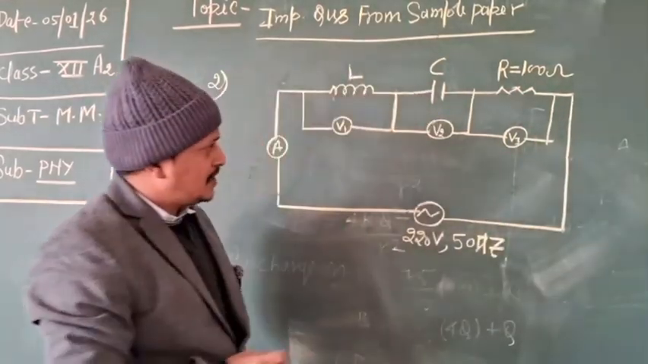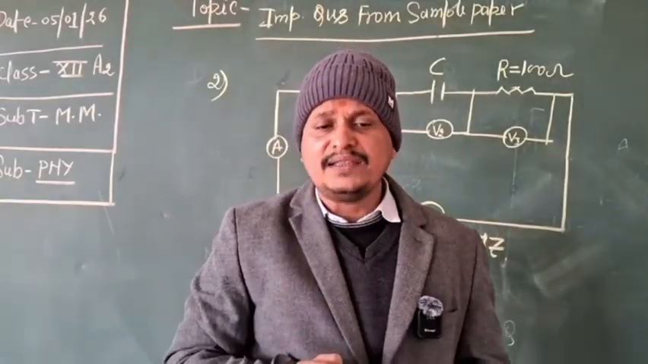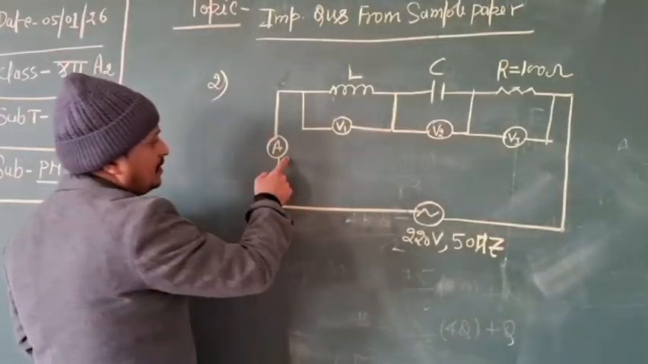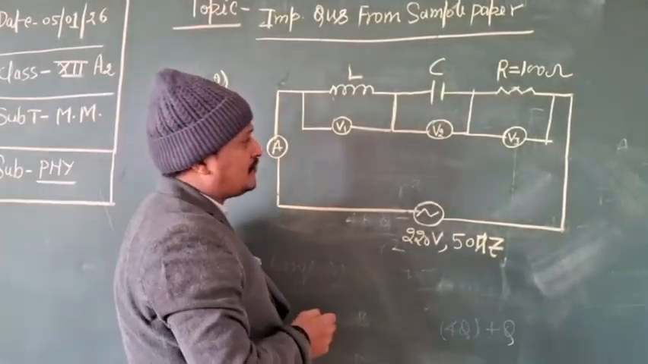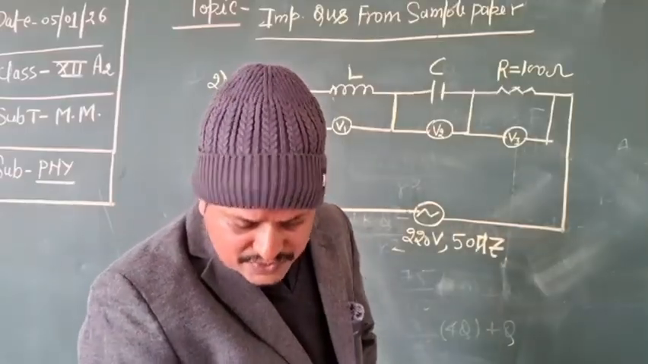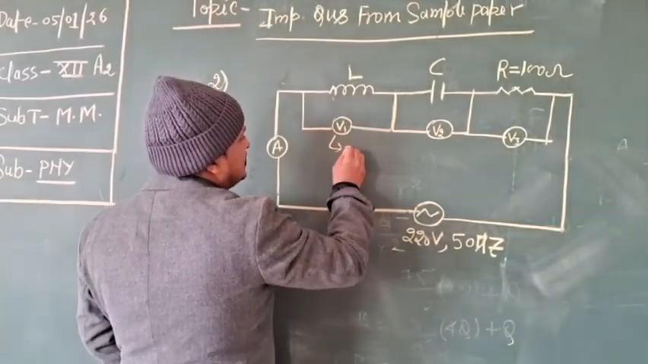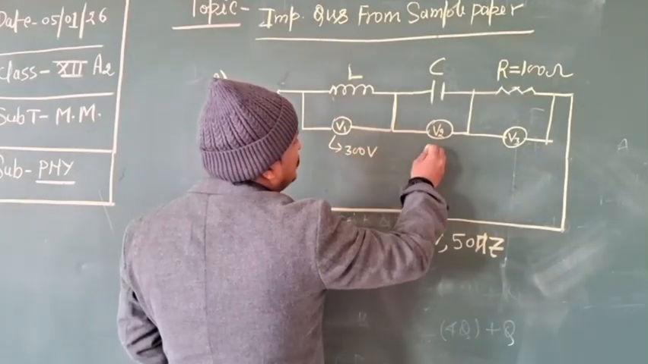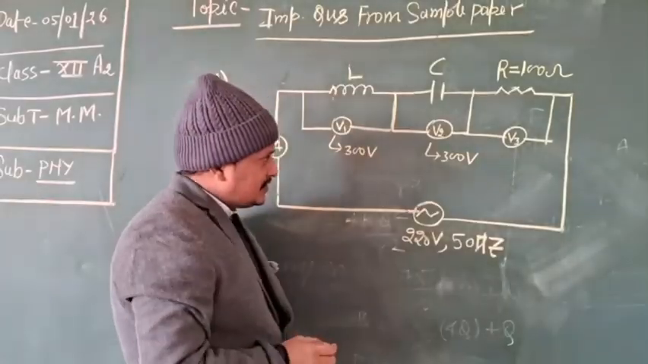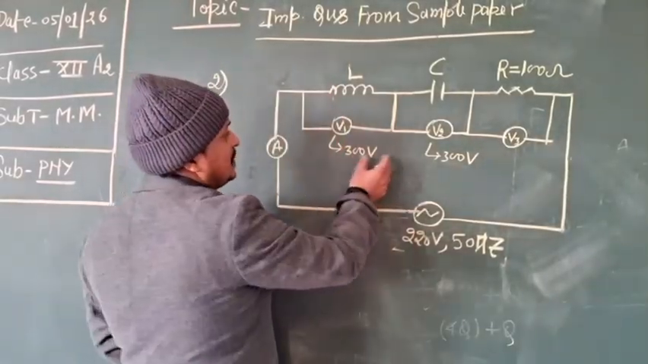In this question you have to find the reading of voltmeter V3 and ammeter A. How can you find it? Some other values are given: V1 equal to 300 volt and V2 also equal to 300 volt. This is the main point of the question.